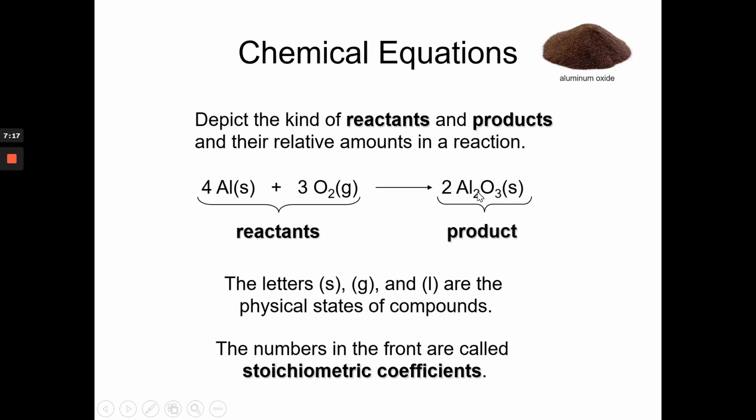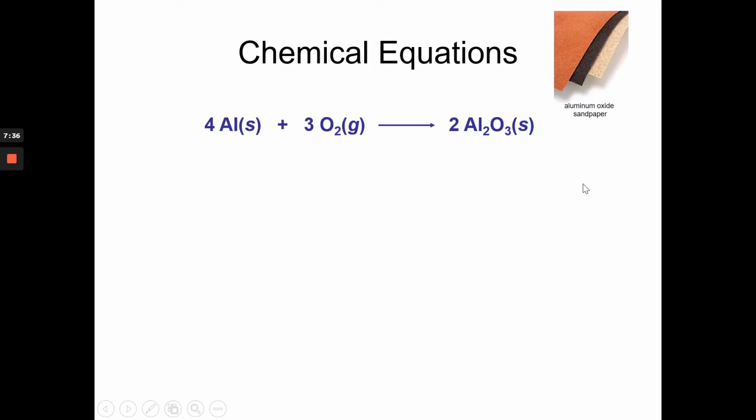Now, this doesn't work math-wise. Some of you are going, well, 4 plus 3 is 7. That doesn't equal 2. No, you're misunderstanding. It's referring to the number of things you have. And when they get rearranged, they can have different combinations. So it will work out. We'll look at the math of that later on.